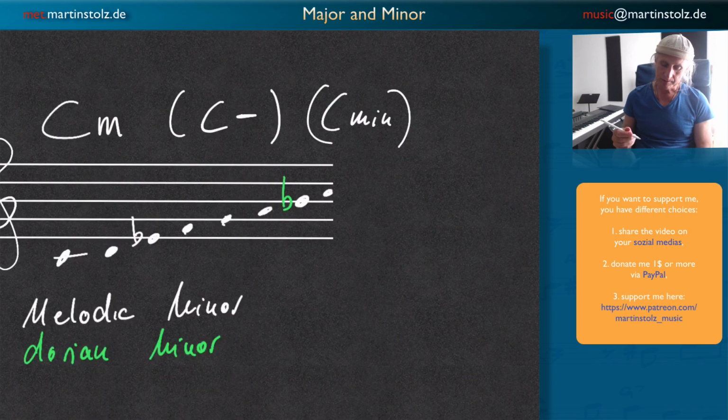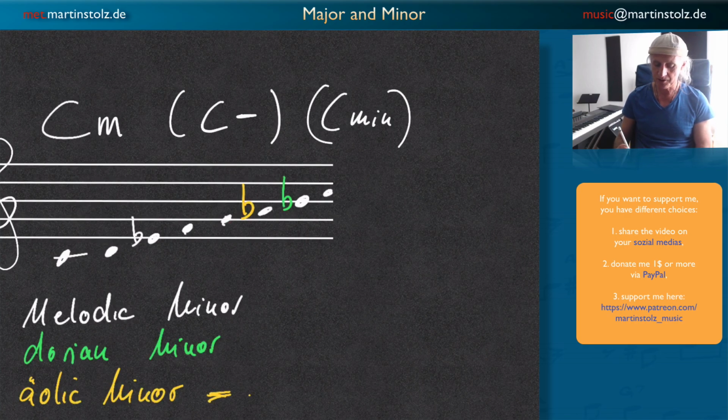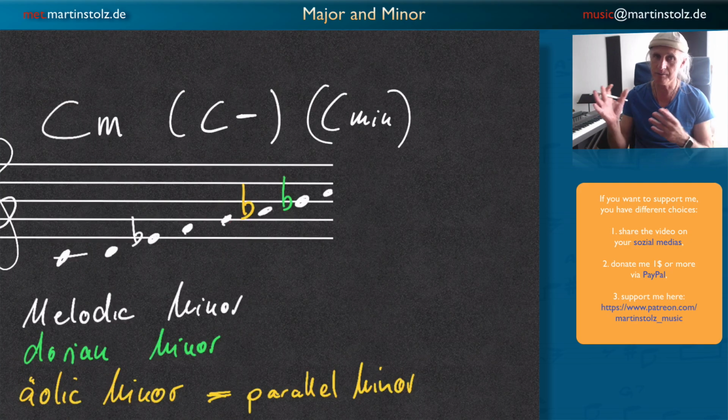Good. And one more thing, if I change this, I just take a different color. If I do this, plus the B flat, so I will have Aeolic minor. Maybe you call it Aeolian, I don't know. And this is the one you learn in school. It's just because it's a parallel minor. Whatever this means, I don't want to make too much confusion. But we listen to that.